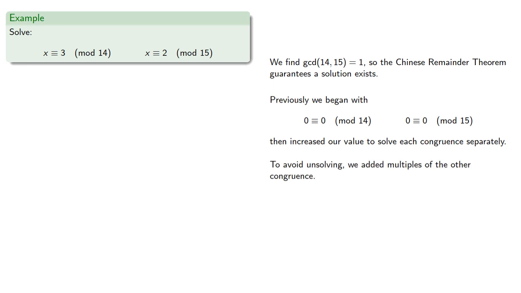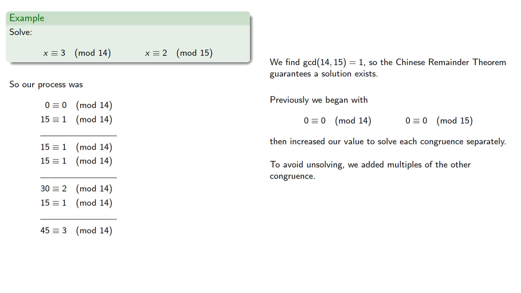To avoid unsolving, we added multiples of the other congruence. So if we add 15, then our second congruence will remain unchanged, but our first one will be altered. So add 15 once, twice, 3 times, and we have a number that's congruent to 3 mod 14. But it's still congruent to 0 mod 15.